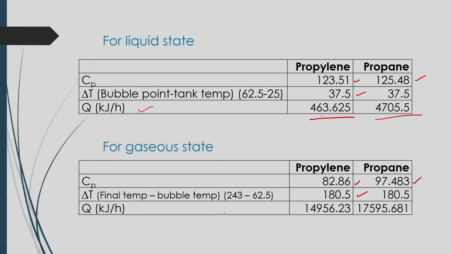So, the heat required for that will be, respectively for propylene and propane, 14956.23 and 17595.681. This is kilojoule per hour.